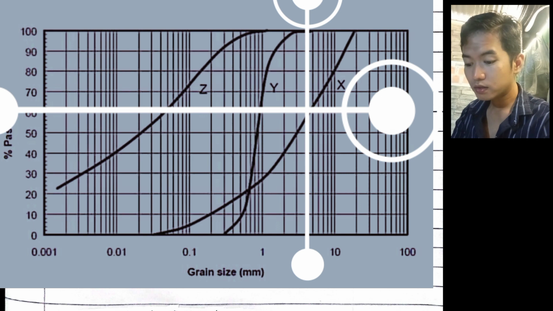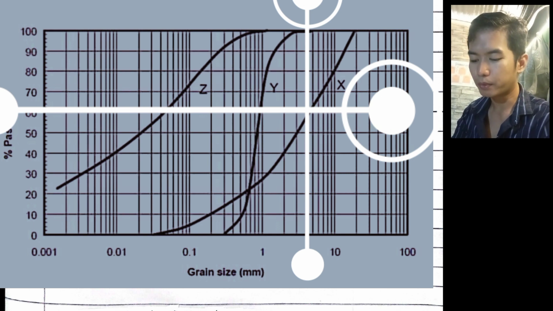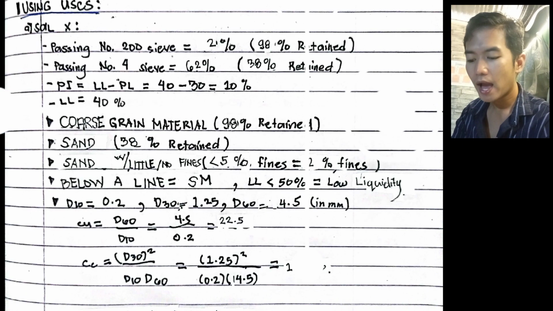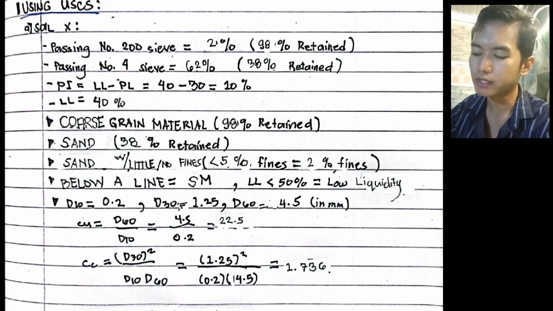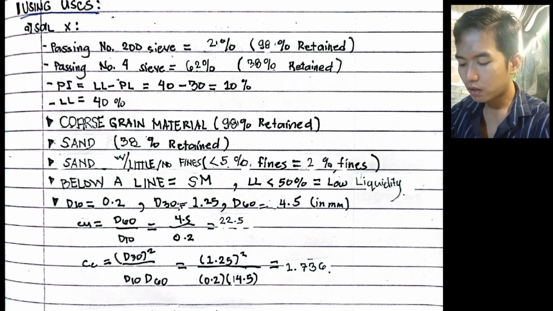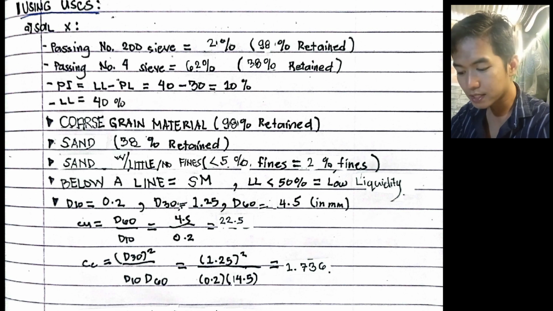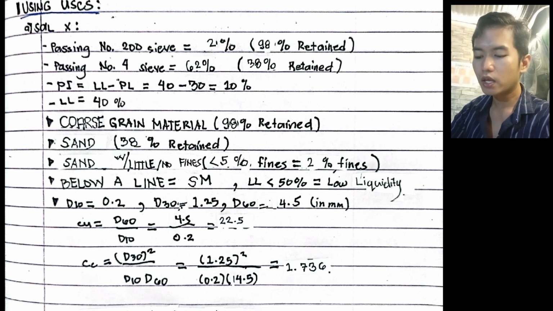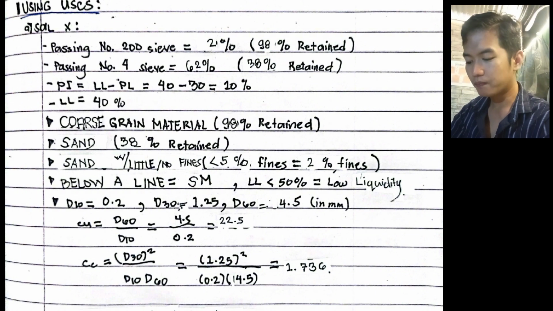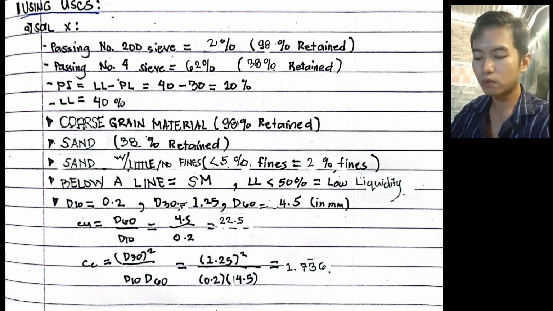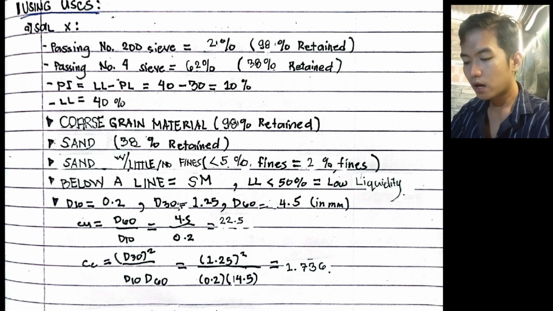So we see that the passing is 62%, and the retained is therefore 38%. And we'll also find the plasticity index, because that is the liquid limit minus the plastic limit, that is 40 minus 30, equals 10%. So given the LL and PL, and our liquid limit is 40%, that is all we need to classify our soil using the USCS.